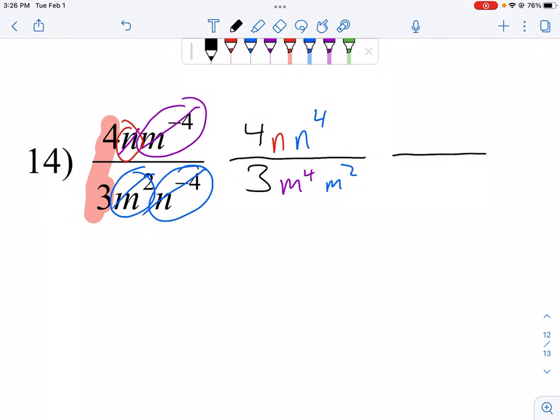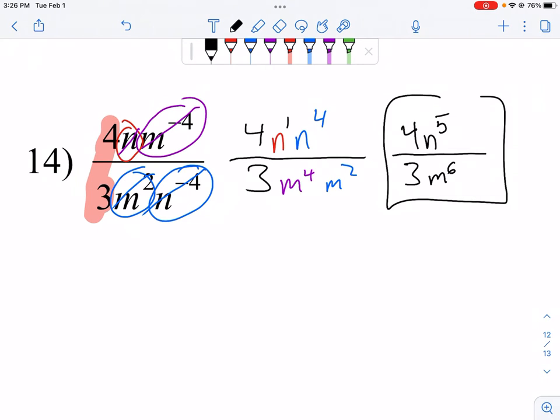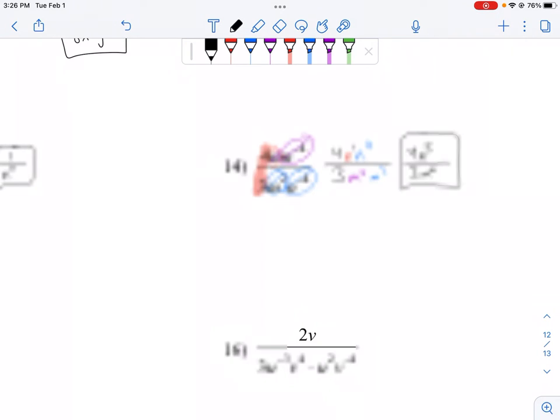And now I'm going to go ahead and go through and put stuff together. So I have 4, n to the fifth, that's 1 plus 4, and 3, m to the sixth, because that's 4 plus 2. I'm going to look at it again. There's nothing else to reduce. There's no items that reduce vertically, like top and bottom, anything like that. So that's our answer.